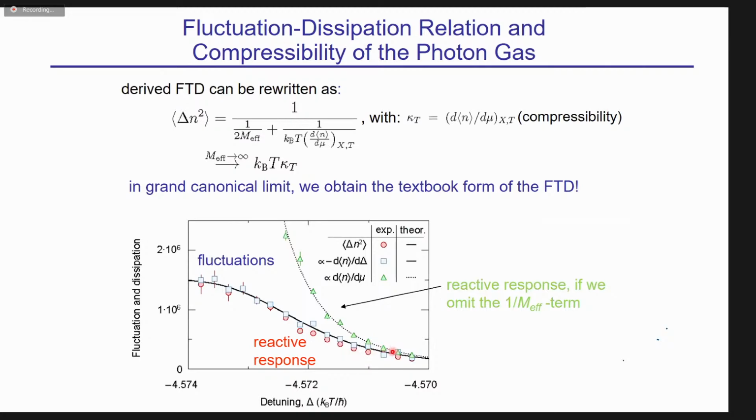This now plots both the reactive response and the fluctuations versus the dye cavity detuning. And here you see the reactive response if we omit this extra term. In the grand canonical limit, which is here, we obtain the textbook form of the fluctuation dissipation theorem. But this extra term is well understood from theory.